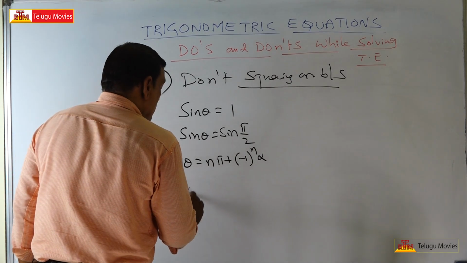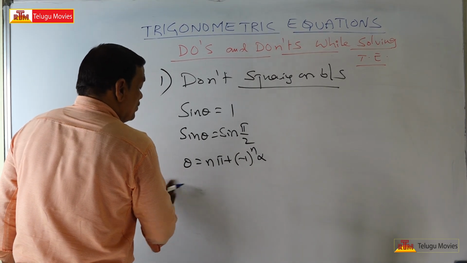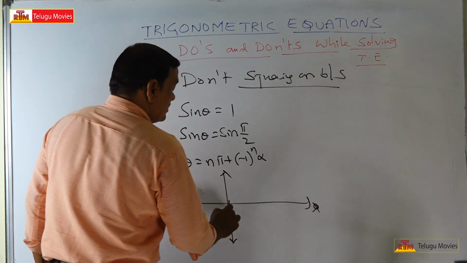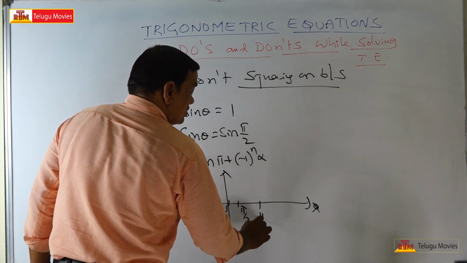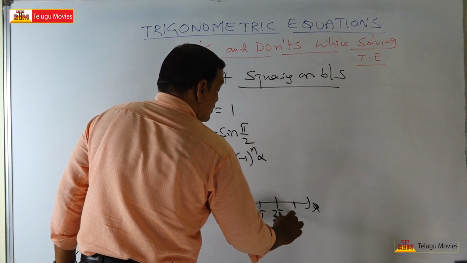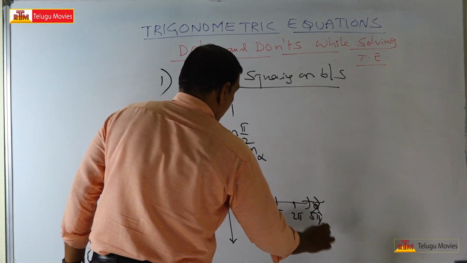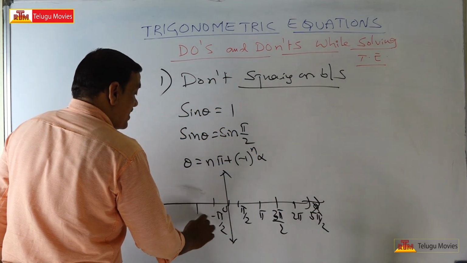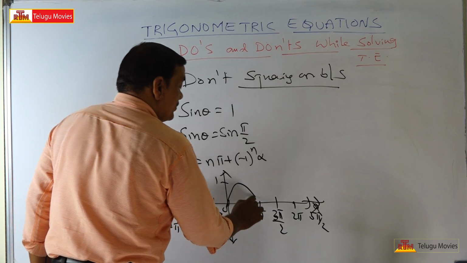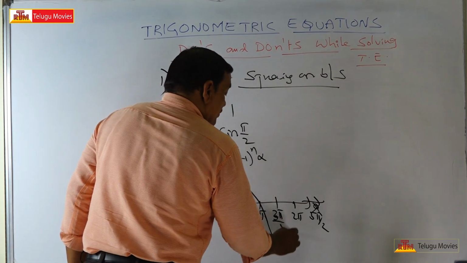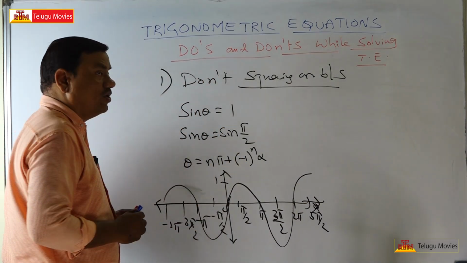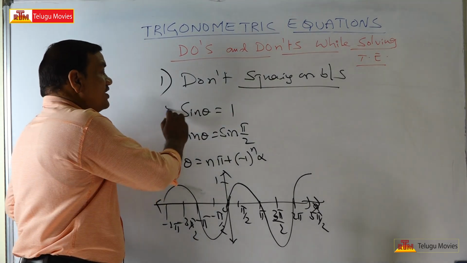If you draw the graph, you can easily understand this solution set. This is the x-axis: pi by 2, pi, 3 pi by 2, 2 pi, and 5 pi by 2. On this side, minus pi by 2, minus pi, minus 3 pi by 2, minus 2 pi. The curve is 1 at pi by 2, again at 5 pi by 2. So this is the graph of y is equal to sin theta.